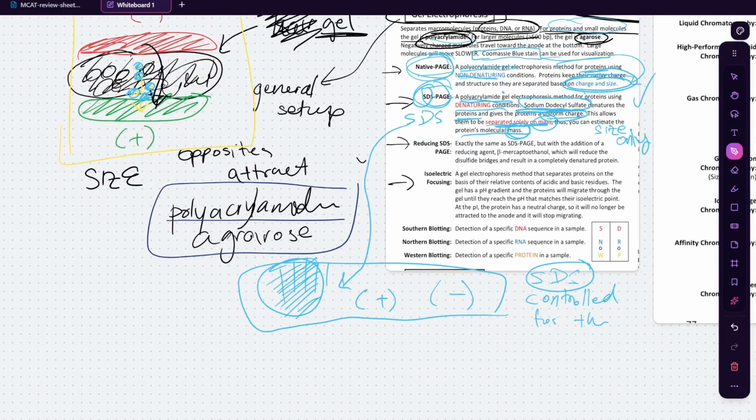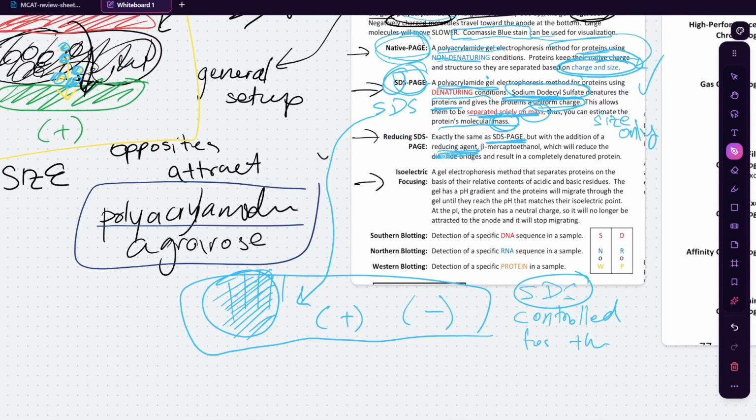Now, the reducing SDS-PAGE is the exact same as the SDS-PAGE, but with the addition of a reducing agent. So you have this beta-mercaptoethanol, which will reduce the disulfide bridges and result in a completely denatured protein.